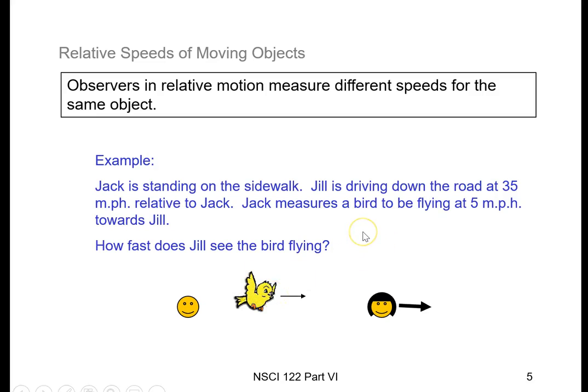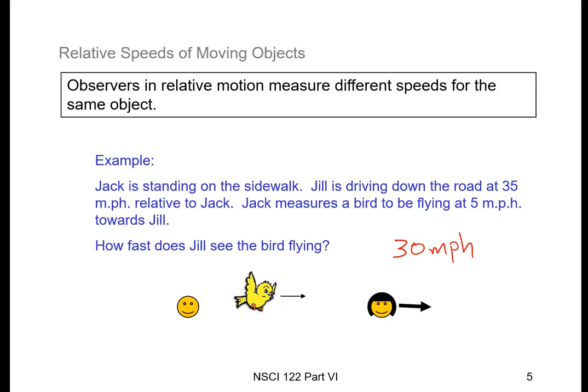Okay. Now think about that. See if you can figure that out. How fast and in what direction does Jill see the bird flying? Well, it's a little bit weird because we don't normally think about this. I mean, Jill looks in her rearview mirror, right, and sees the bird, but probably doesn't really think about how fast is the bird traveling and in what direction, but we're going to ask her. So first of all, realize, right, that relative to Jack, Jill's going 35 to the right, the bird's going 5 to the right. So this bird is going to be traveling at 30 miles per hour relative to Jill.